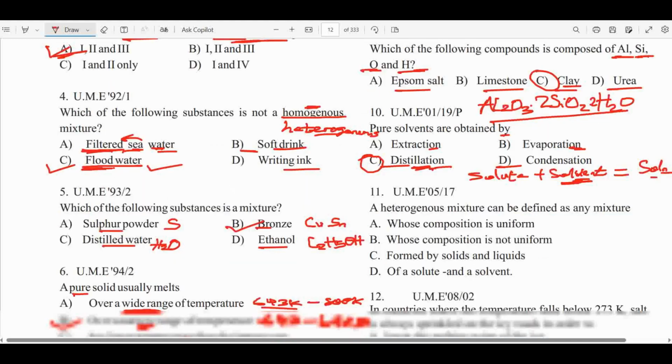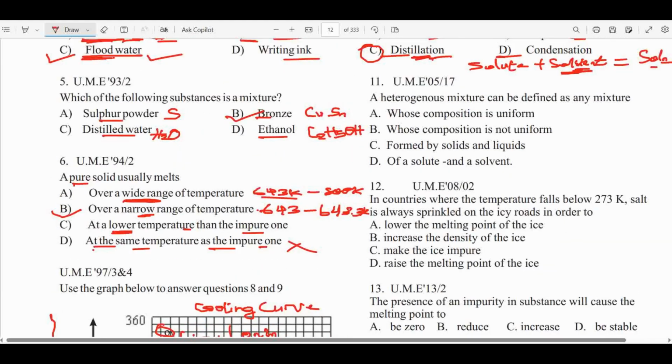Question number 11. It says the heterogeneous mixture can be defined as any mixture whose composition is uniform. No, this is homogeneous. Whose composition is not uniform? Yes. Formed by solid and liquid, doesn't really matter. Of a solute and a solvent. So the answer is option B. Heterogeneous mixtures are defined by their lack of uniformity.